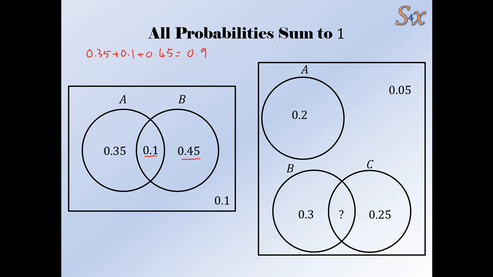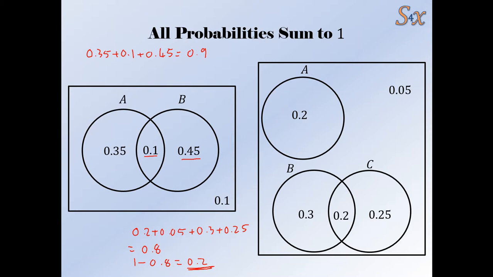Here's another example, a slightly more complicated Venn diagram. We've got the number that's on the outside, 0.05, and we've got the probability of A, we've got B by itself and C by itself, but not the probability of B and C. It's the only probability that's missing, so by adding all these up, we can find what that probability should be. So if we do 0.2 plus 0.05 plus 0.3 plus 0.25, that gives us 0.8. So we know they have to add up to 1, so we know there's 0.2 missing, okay? So that in there should be 0.2, okay?